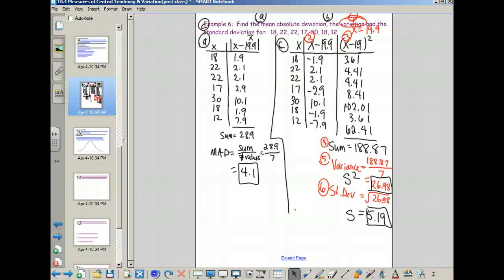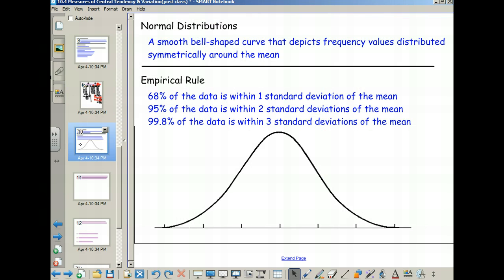One more topic in this section of the chapter. Are you guys ready? That last one. We're talking about normal distributions. A normal distribution is a smooth bell-shaped curve. It depicts frequency values distributed symmetrically around the mean. So you'll notice on the bottom here, this value right here is the mean.